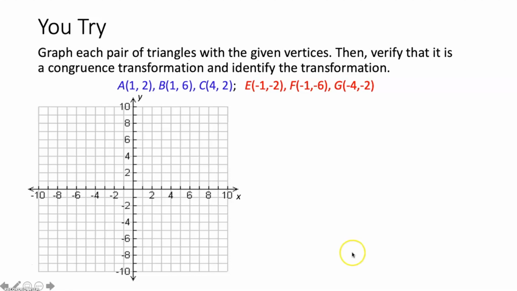Time for you to try. Okay, doing the same thing. So first, I need to graph both of these triangles. So we have triangle ABC and triangle EFG.